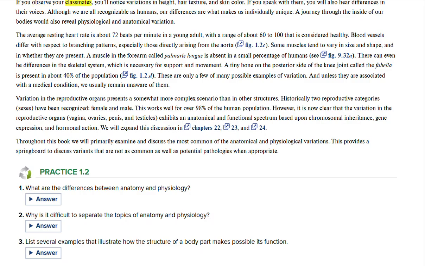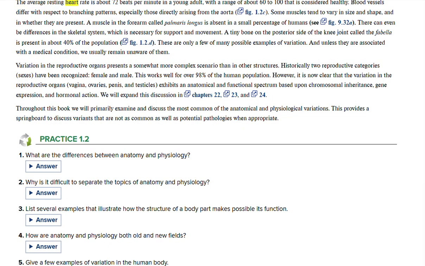If you observe your classmates, you'll notice variations in height, hair texture, and skin color. If you speak with them, you will also hear differences in their voices. Although we are all recognizable as humans, our differences are what makes us individually unique. A journey through the inside of our bodies would also reveal physiological and anatomical variation. The average resting heart rate is about 72 beats per minute in a young adult, with a range of about 60 to 100 that is considered healthy.